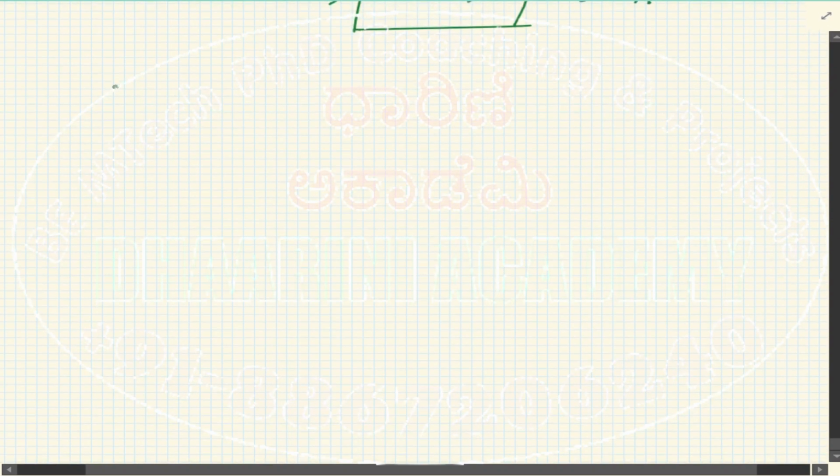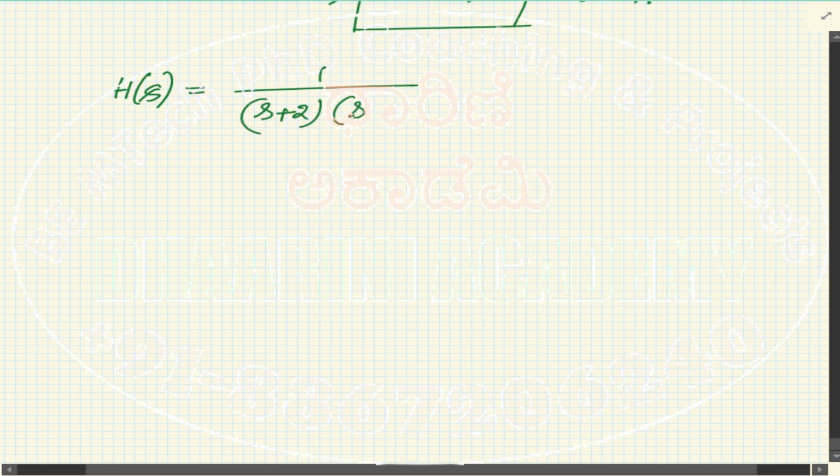So let us say that there is a system H of s. Let me assume this is 1 over (s plus 2) into (s plus 5). Let me say this is the system. Now I am going to give an input. Let R of s be equal to 1 by s.